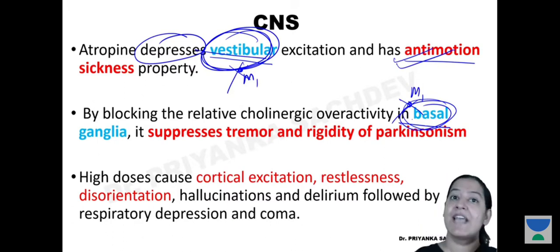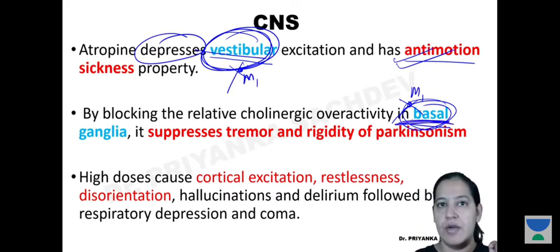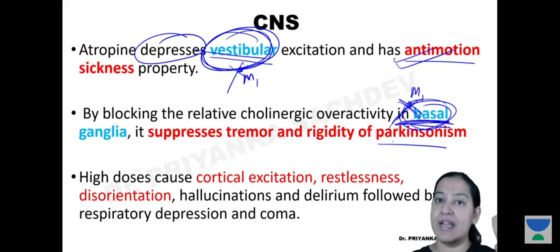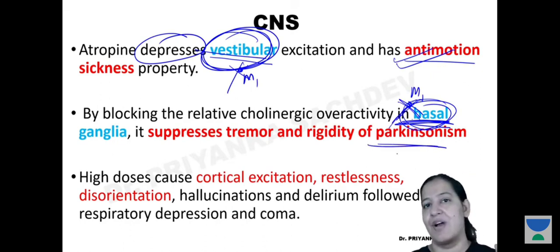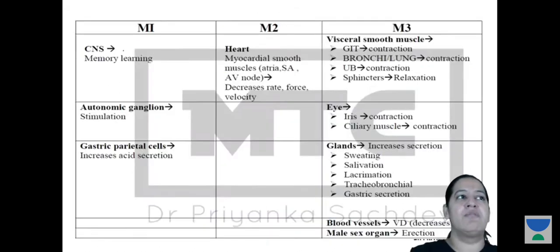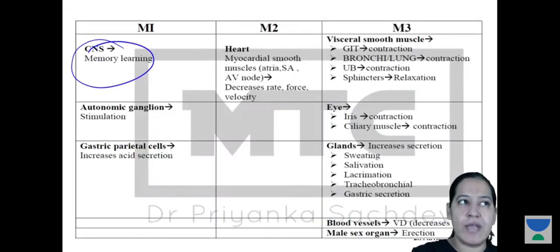The second property: it depresses the basal ganglion. It suppresses the M1 receptor present in the basal ganglion. Overstimulation of the basal ganglion leads to Parkinsonism. So since it depresses the basal ganglion, it is helpful as an anti-Parkinson drug. As an anti-Parkinson drug, we can use it.